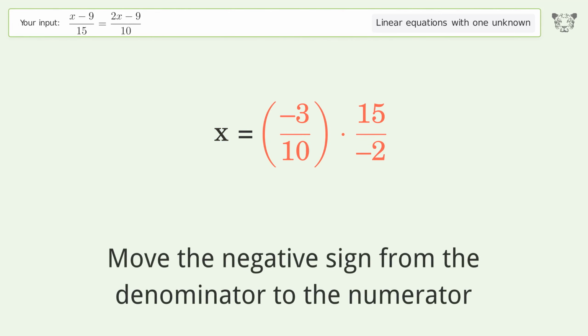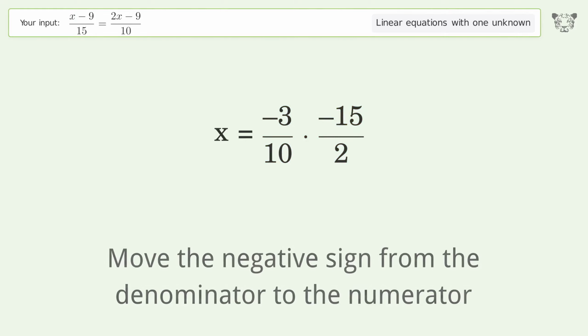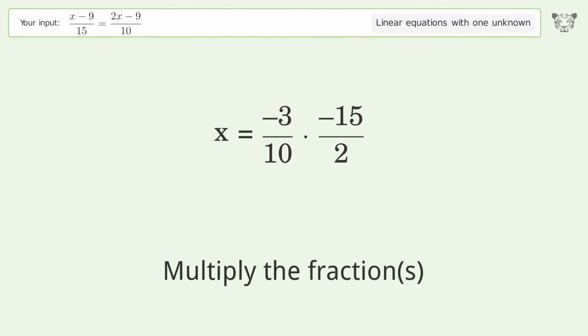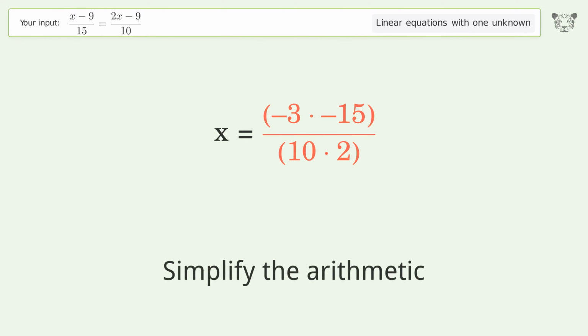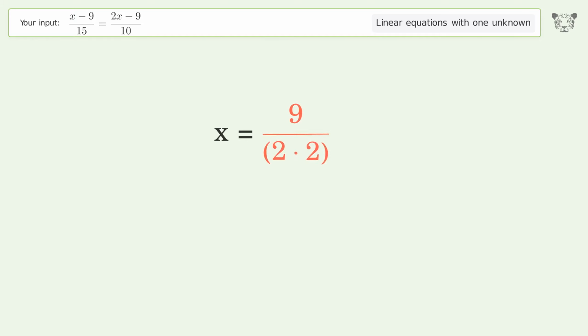Move the negative sign from the denominator to the numerator. Multiply the fractions. Simplify the arithmetic. And so the final result is x equals 9/4.